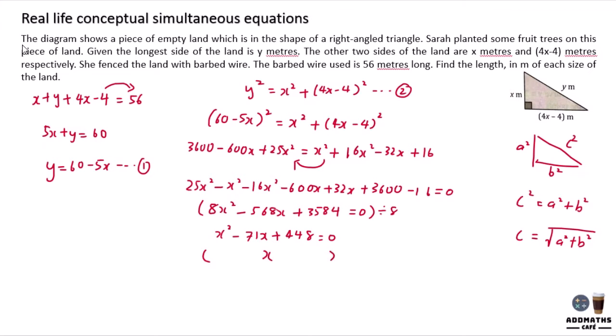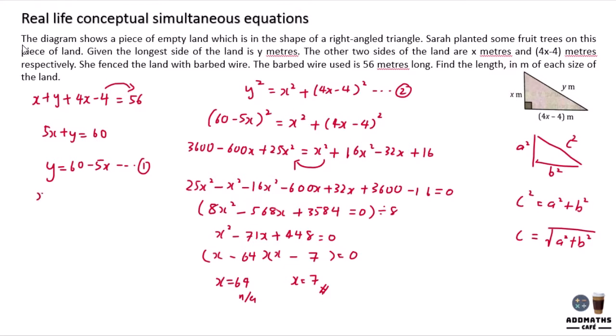And I can factorize from here. If you can't factorize because of big numbers, you can use your calculator to get the answer. And I know this is 64, this is 7. So in this case, I will have x equal to 64, x equal to 7. And I can't accept 64 because it can't be that long, because the total of the lengths is only 56 meters. 64 is even more. So I can only accept x equal to 7 meters.